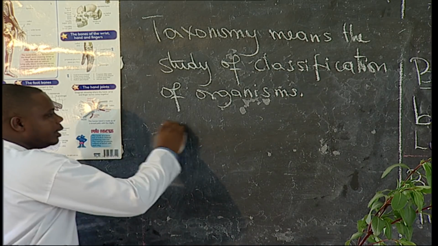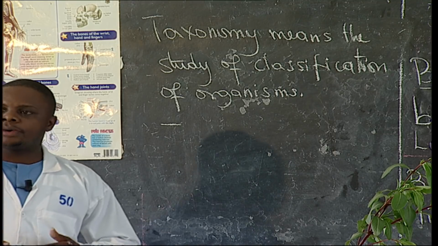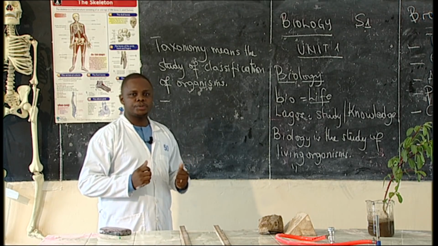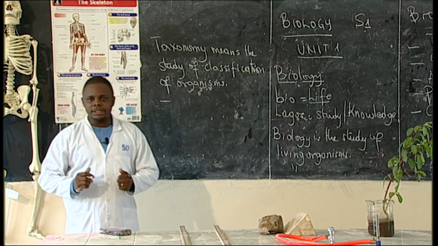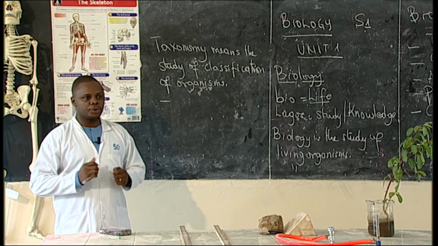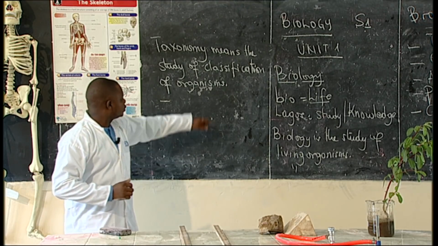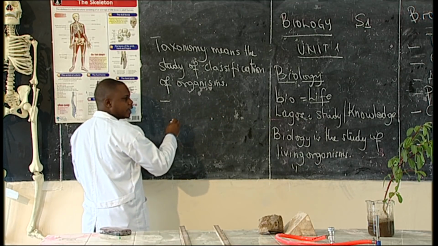How do we classify organisms? Like you know, we have different groups of organisms. We have animals, we have plants, and other organisms which are not in those groups. What do we do to classify them? First of all, we identify them.